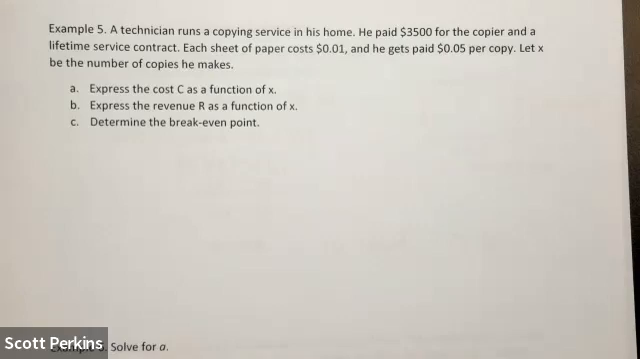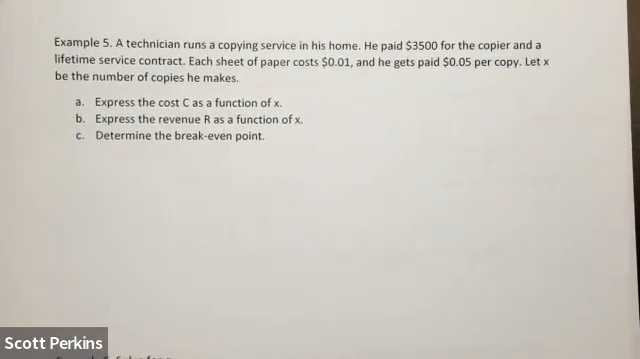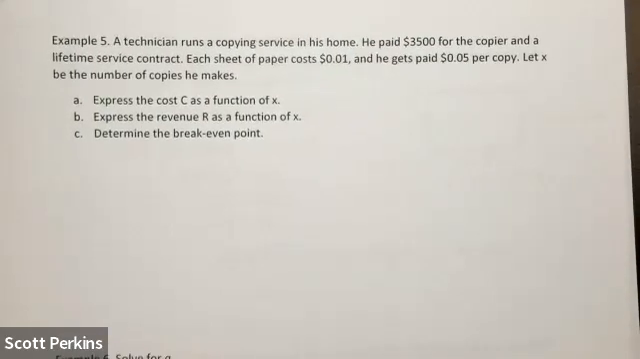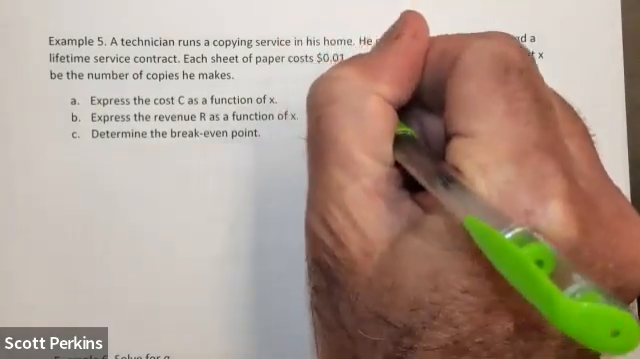Okay, so what are the components of cost? How much is this person spending? Okay, 3,500. Does the 3,500 depend on how many copies you make? No, the 3,500 is just that. Whether you make 1 copy or 1 billion copies, that is it. So 3,500.